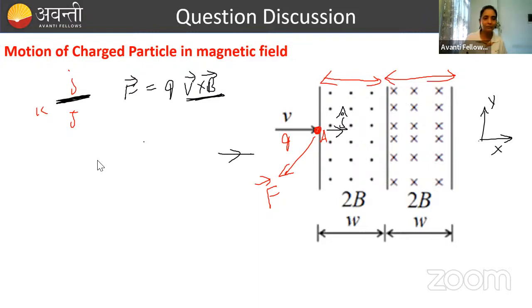It means direction of velocity is what? I cap. Direction of magnetic field is what? This is inward magnetic field. This is inward magnetic field.